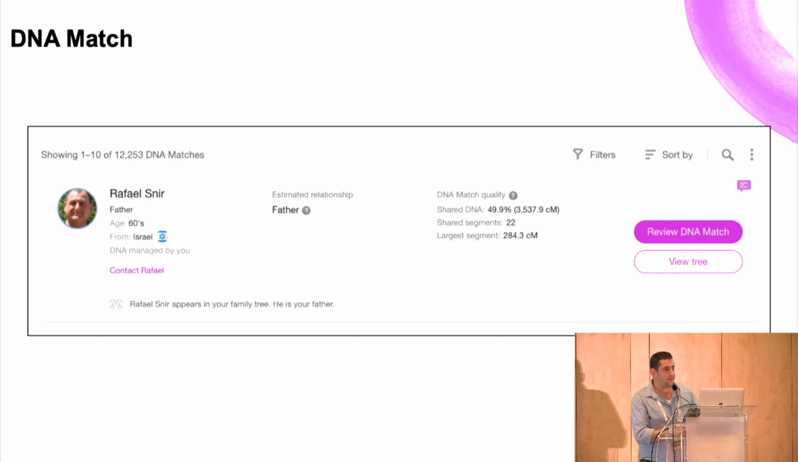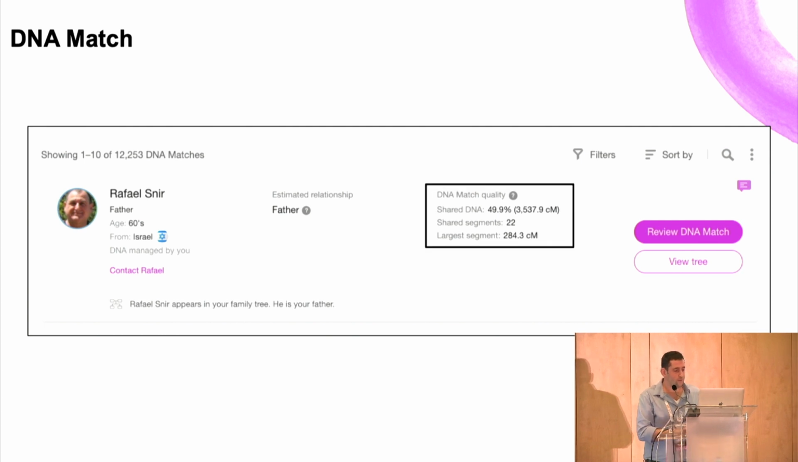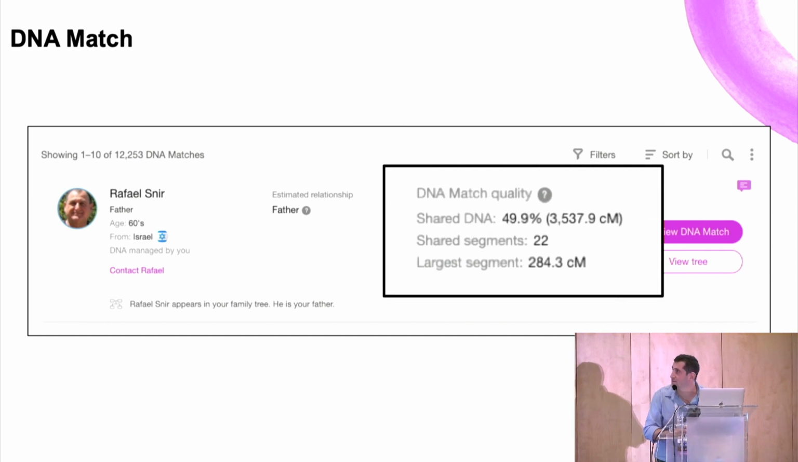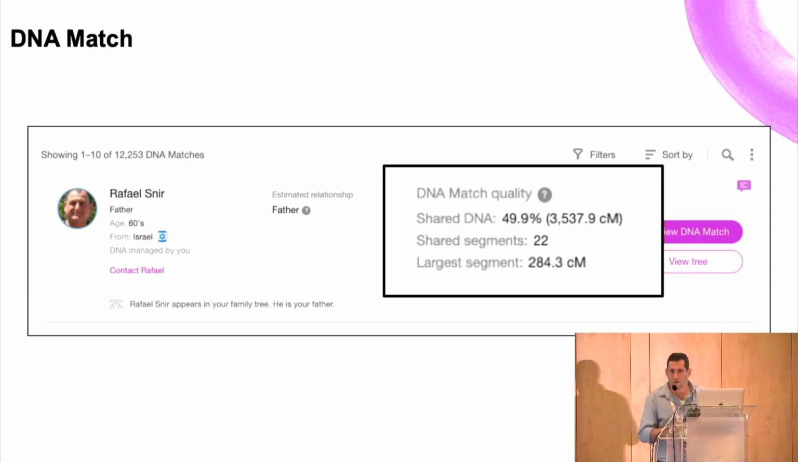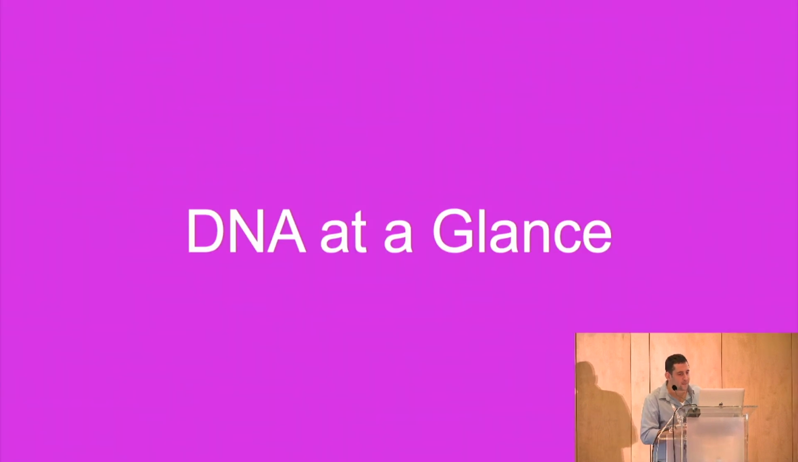So this is my match with my dad, Rafael. And on the right, you can see DNA match quality. And if I zoom in for a second so that it's a little bit bigger, you can see the amount of shared DNA, how many segments, what is the largest segment, these two letters CM, which represents Centimorgan. This is not the height of your DNA match. Do not be confused. So this is kind of like the raw data, the basic information that we have that we can tell you about this person. But let's first try and understand what it means.